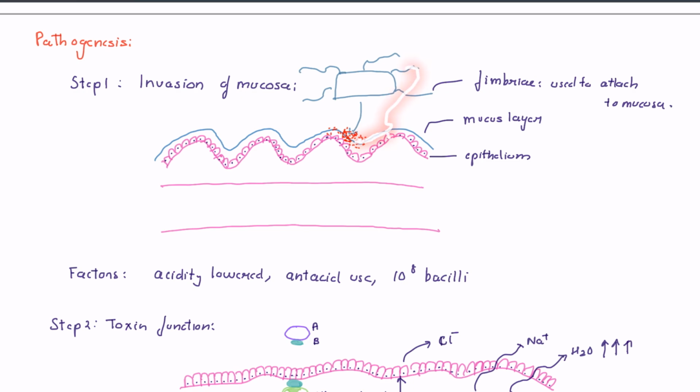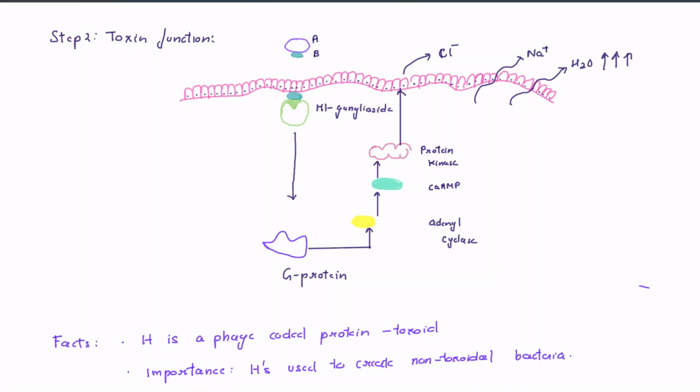attach to the epithelium, secretes a toxin, and this toxin has A and B subunits. So the B subunit enters here, binds to the GM1 ganglioside receptors. This is present in the epithelial cells. As you can see, these are the columnar epithelium. So what is the epithelium of the intestine? It is simple columnar epithelium. In those cells, they have this GM1 ganglioside receptor.